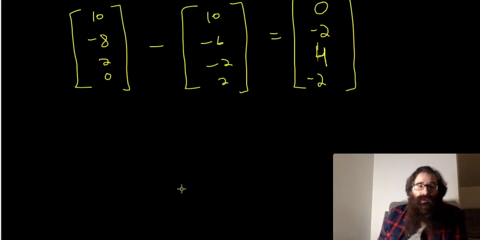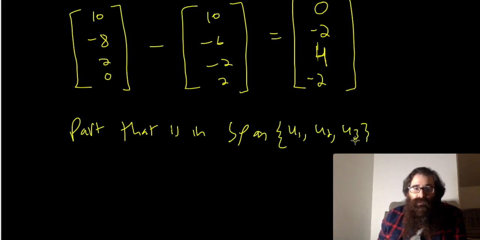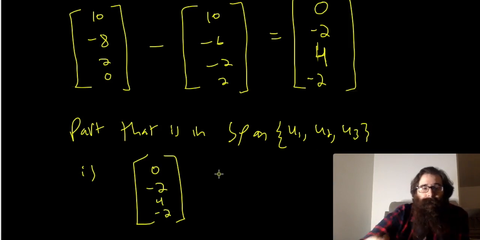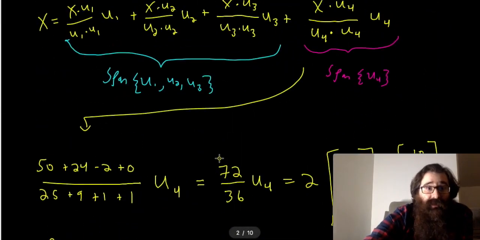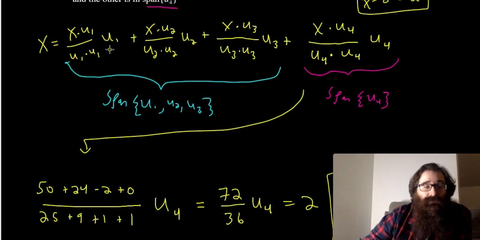So we'll say, okay, the part that is in the span of u sub 1, u sub 2, and u sub 3 is this vector here: 0, negative 2, positive 4, negative 2. And like I said, you could find this by building the linear combination, getting the practice with the dot products. It's going to give you the same thing.